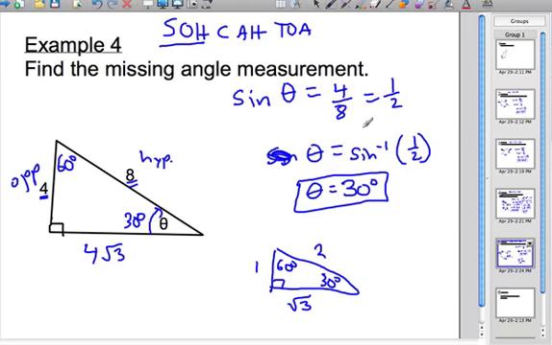So you didn't actually need trig to solve that problem. But if you did use the inverse sine, you do get exactly 30 degrees, which is the same answer you get either way.